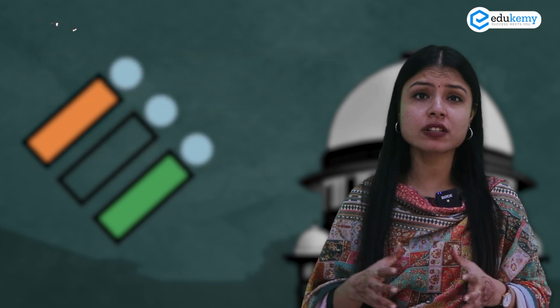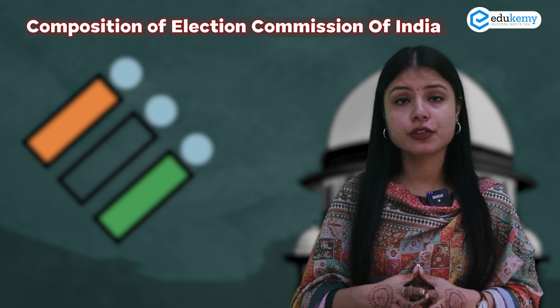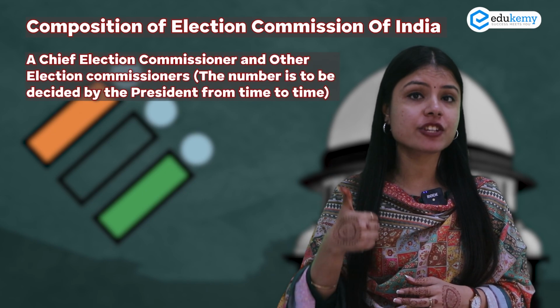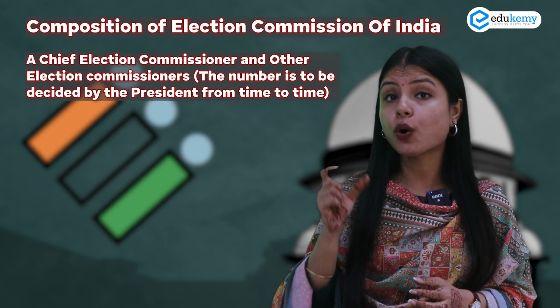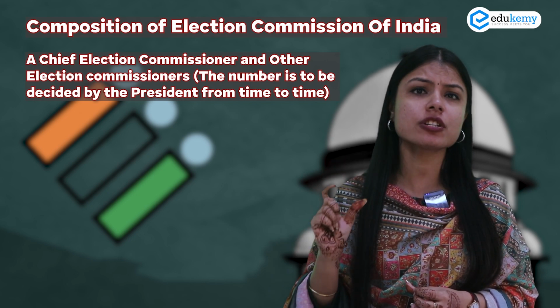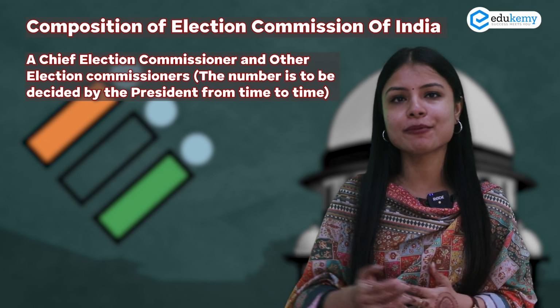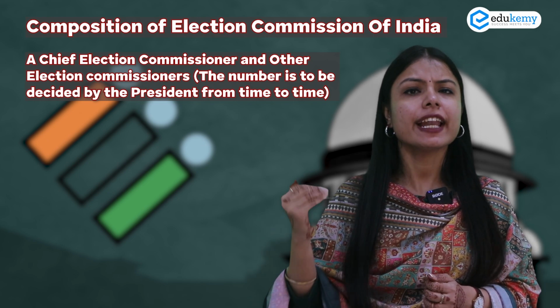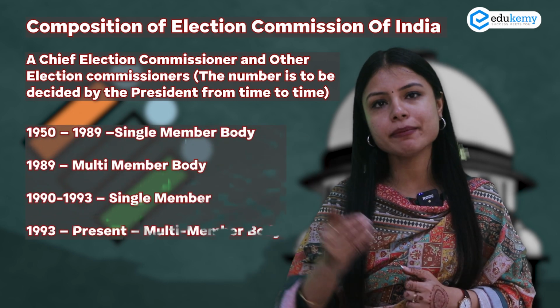The second and important part is, what would be the composition of this Election Commission? So remember, there is a Chief Election Commissioner and then there are additional commissioners. Now what would be the number of these additional commissioners? This would be decided by the president from time to time. So accordingly, Election Commission has shifted from being a single member body to a multi-member body.